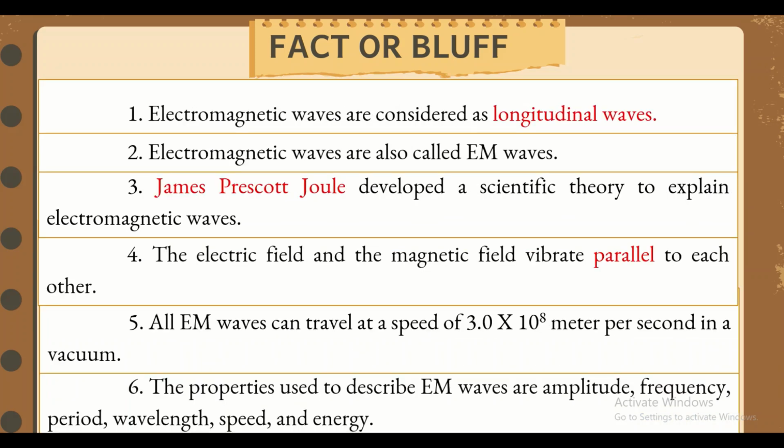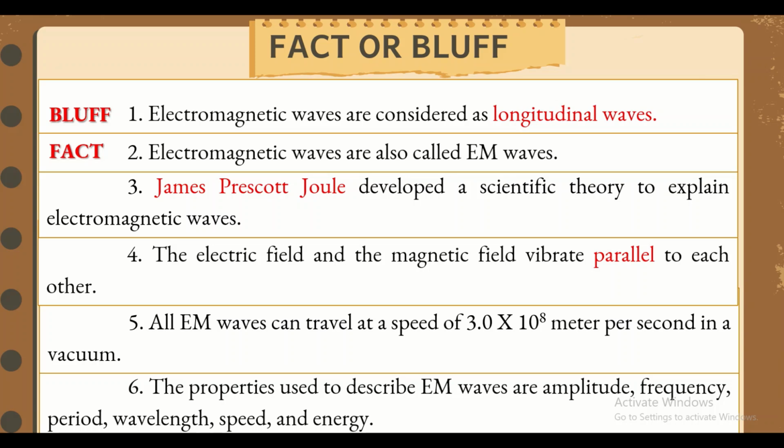Number 1, electromagnetic waves are considered as longitudinal waves. The incorrect phrase there is longitudinal waves. It should be transverse waves. So this one is a bluff. Number 2, electromagnetic waves are also called EM waves. Yes. So instead of saying electromagnetic waves, you can just use the shortcut or the abbreviation EM waves.